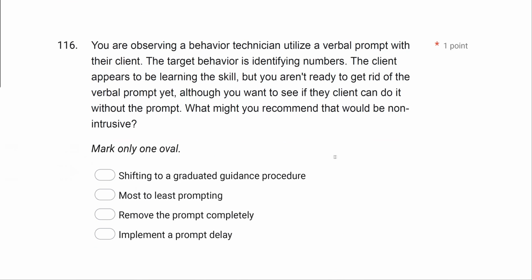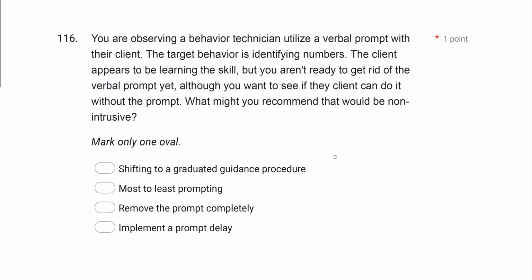You are observing a behavior technician utilize a verbal prompt with their client. The target behavior is identifying numbers. The client appears to be learning the skill, but you aren't ready to get rid of the verbal prompt yet, although you want to see if the client can do it without the prompt. What might you recommend? That would be non-intrusive. A lot of different things going on in this question. First, we're going to recommend something that is non-intrusive.